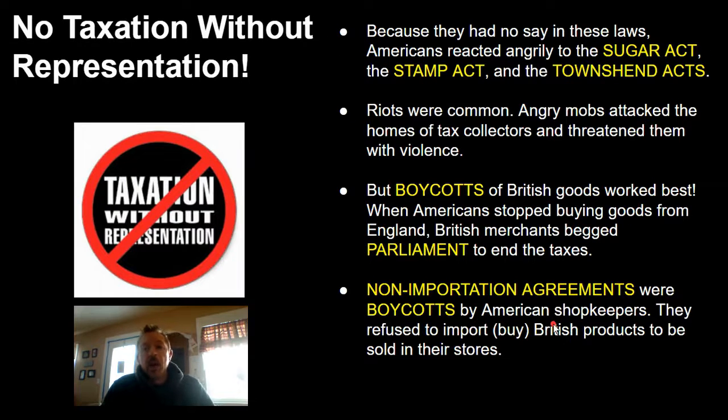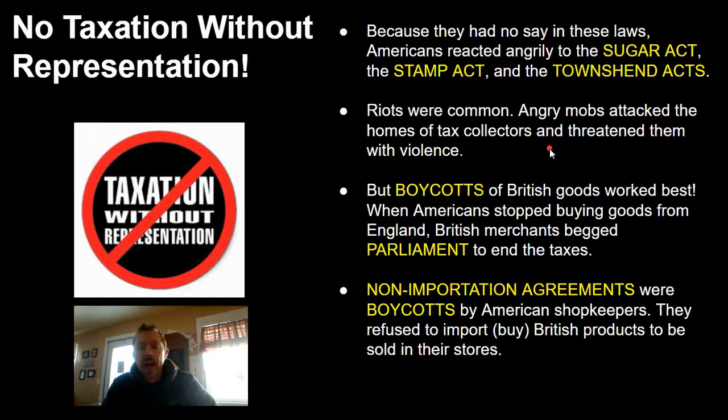And the big thing was about taxes. That's what most of these laws were about. The colonists said, "We have no say in tax laws like the Sugar Act and the Stamp Act and the Townshend Acts." And so they reacted by rioting. Angry mobs literally attacked the homes of these tax collectors and threatened them with violence. And for that reason, many of these taxes were never even collected.